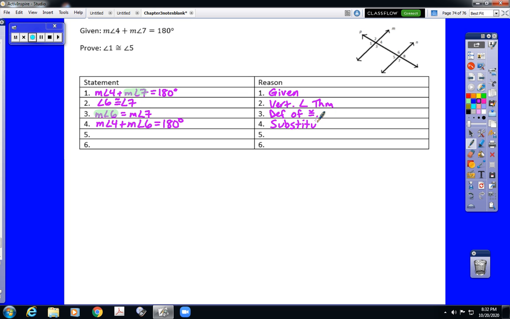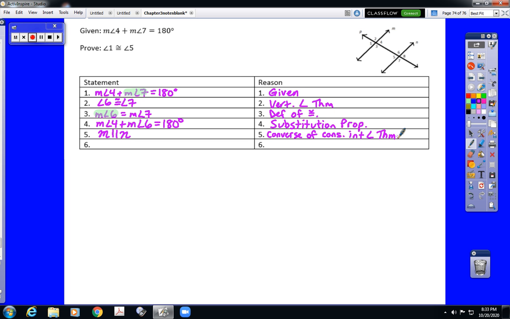Now the reason I'm doing this is because if we look at how angle 4 and angle 6 are related, angle 4 and angle 6 are consecutive interior angles. And we have a theorem, actually a converse of a theorem, that says if a pair of consecutive interior angles, like angle 4 and angle 6, are supplementary, that is enough to state that the lines M and N must be parallel. So that allows us to state that M is parallel to N, which would be the converse of the consecutive interior angle theorem.